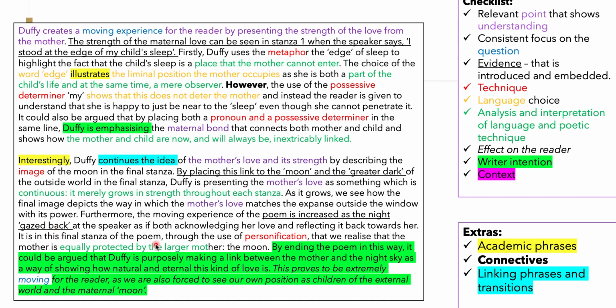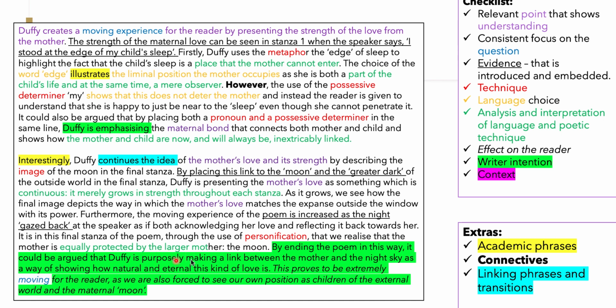It is in this final stanza of the poem, through the use of personification, so we've gone back to technique, that we realise that the mother is equally protected by the larger mother, the moon. This is my interpretation. So here we're going to focus on writer's intention here, but also, as you can see, we've gone back to the question.